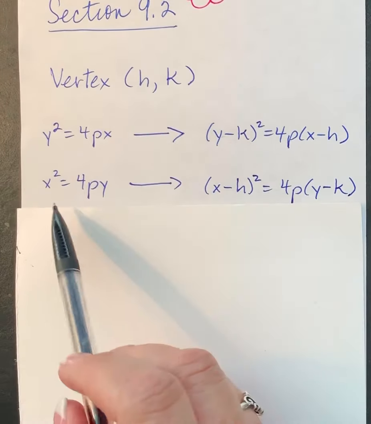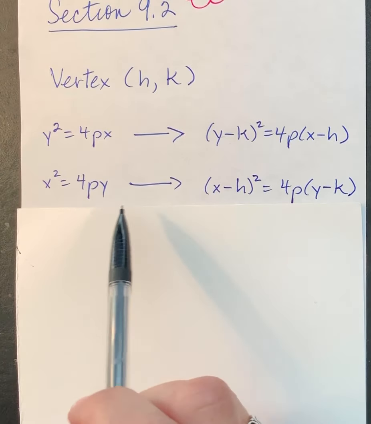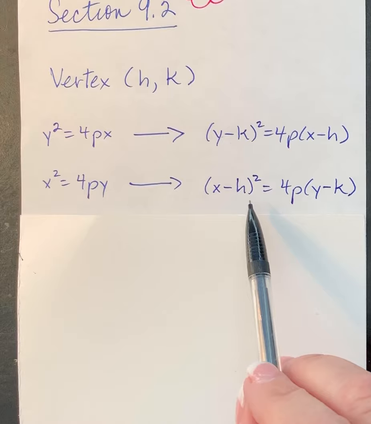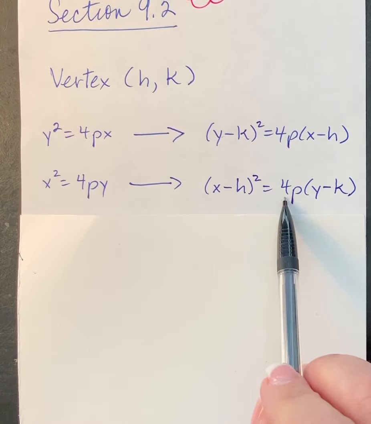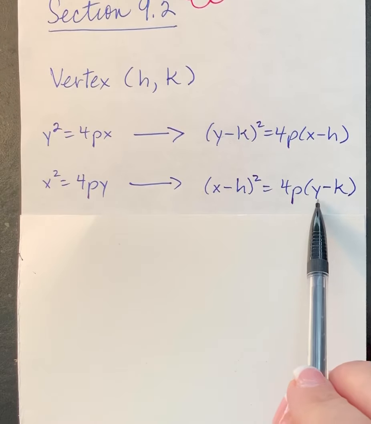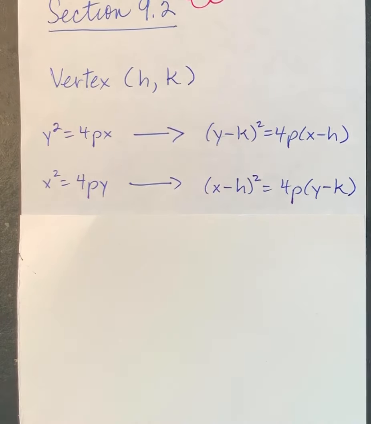Now, if it was the x squared form, if the parabola opened up or down, then with a different vertex, it would look like this. It would be x minus h quantity squared equals 4 times p times the quantity y minus k. And again, h belongs with x and k belongs with y.